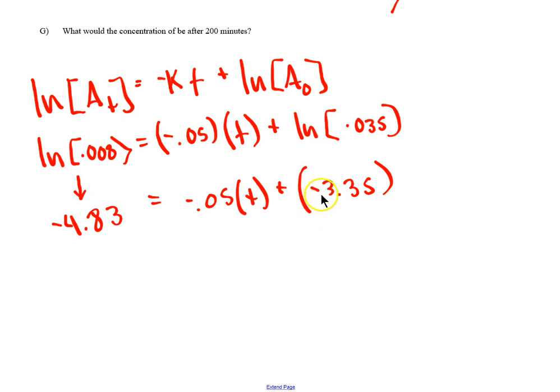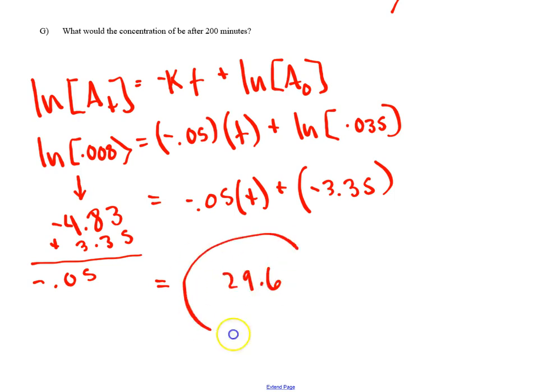Okay. All right, so I have a plus minus, which is really just a minus, correct? So I'm going to add. Are we okay with that? 3.35. We okay with that? All right. So, and then I'm going to take this thing and divide it by negative 0.05, and that will tell me what t is. I get 29.6. Anyone back that up? Awesome. Thank you for it.